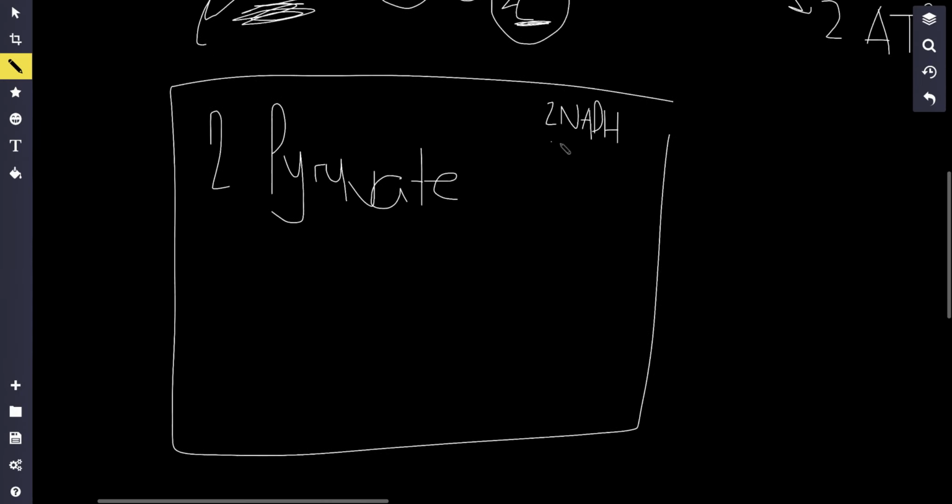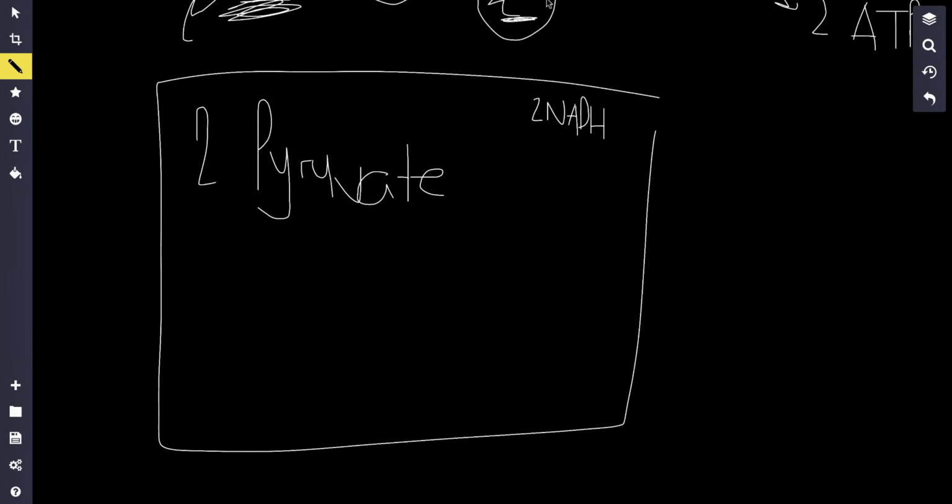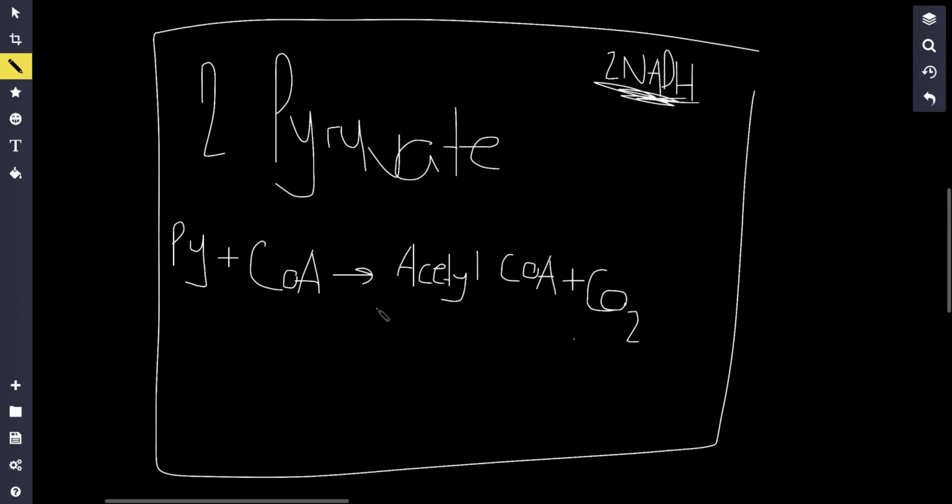Now, for pyruvate oxidation, this NADH right over here isn't actually going to be participating in our reaction, but this is just written over here to keep in mind the amount of NADH that we have inside our mitochondrial matrix. So pyruvate is going to react with something known as coenzyme A. A coenzyme is a non-protein organic molecule, and it's like a helper for a regular enzyme.